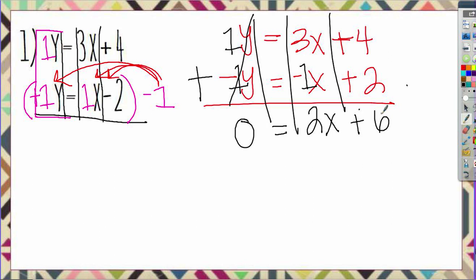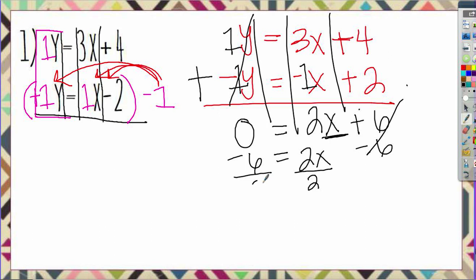Now we have an equation that we can solve for the x variable because x is the only variable in this equation. In order to do so, I would first minus 6 from both sides. And -6 equals 2x. Divide by 2 on both sides. And our x variable is -3.